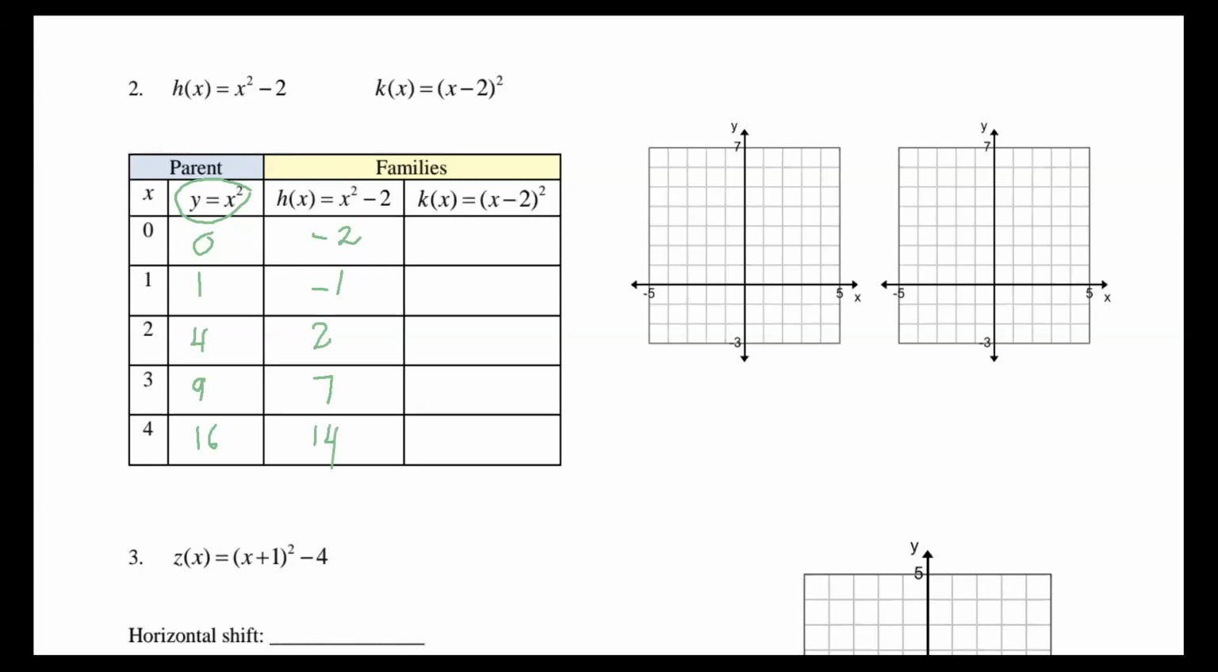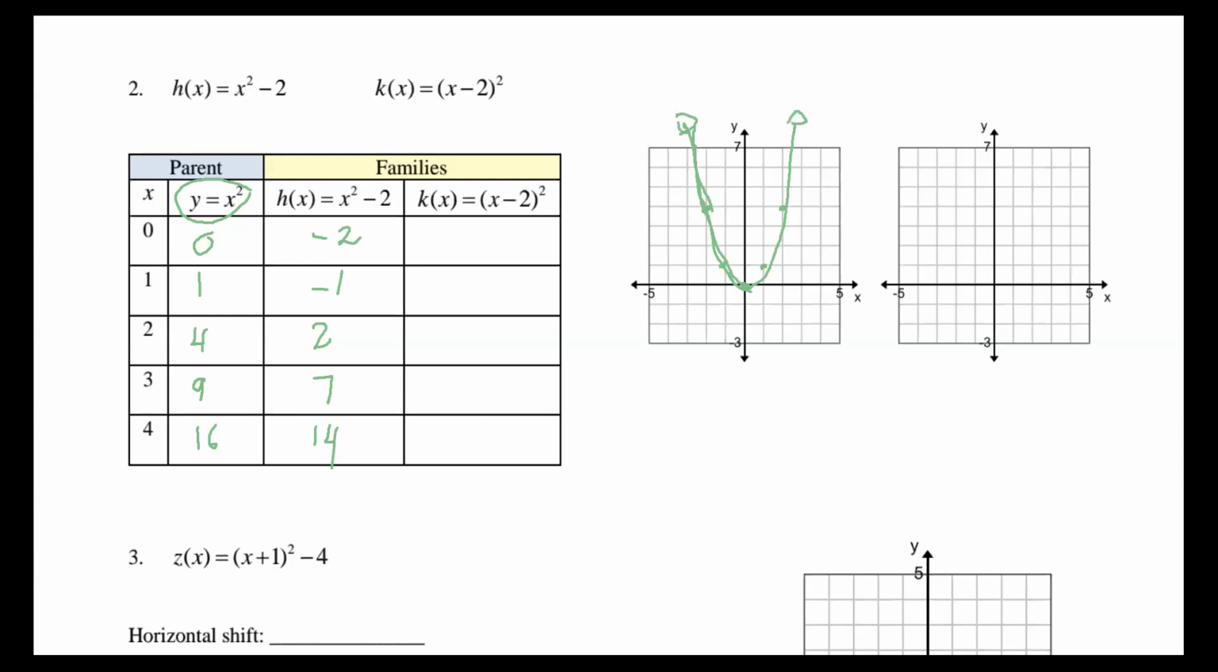So let's first graph the parent function. So 0, 0, 1, 1, 2, 4, and then negative 1 is also going to be the same. So we can graph, it's a parabola, x squared is a parabola. So we can graph this parent function first. And then we are going to do the other families.